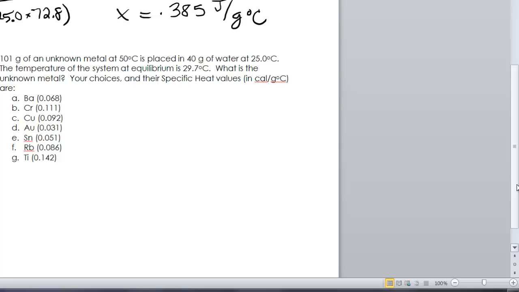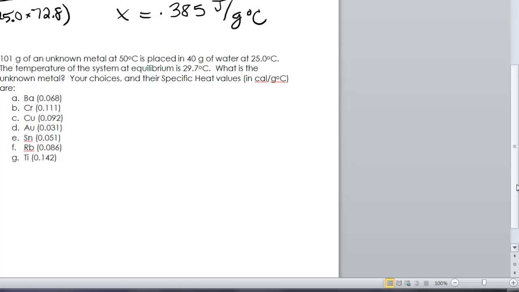I have a piece of metal, 101 grams, so I know the mass of the metal. It's at 50 degrees, so I know what temperature it started. It's placed in 40 grams of water. That water is initially at 25 degrees Celsius. Then what's going to happen? The metal is going to cool down, the water is going to heat up, and then it reaches that equilibrium temperature, 29.7. That's the final temperature for both.